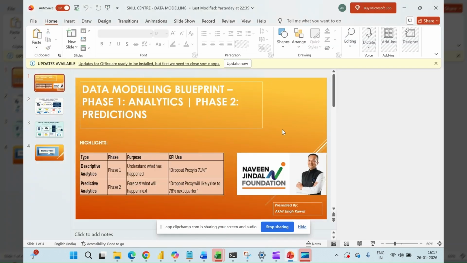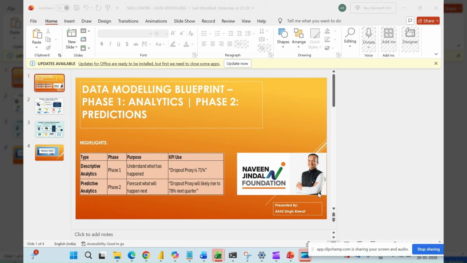Okay, so hello everyone. This is the data modeling overview. I made this video so that this short briefing will tell how we are transforming raw data into actionable insights. This is the presentation title, Data Modeling Blueprint. I made two phases. Phase one is analytics and phase two is predictions.